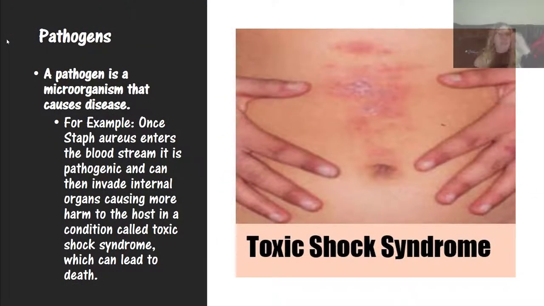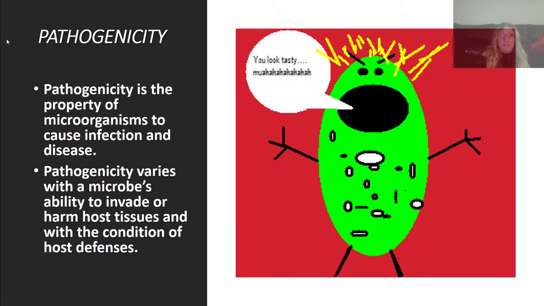So pathogens are microorganisms that cause disease. For example, once Staph aureus, or of course Staphylococcus aureus, enters the bloodstream, it is pathogenic, meaning it causes harm to the host. It can then invade internal organs, causing even more harm to the host. It can actually lead to a condition called toxic shock syndrome, which can even lead to death. Pathogenicity is the property of the microorganism to cause the infection in the host. So the pathogenicity is going to vary with a microbe's ability to invade or harm host tissues, and with the condition of host defenses.